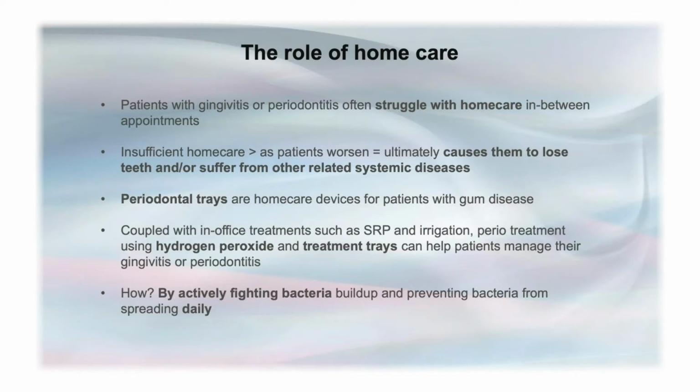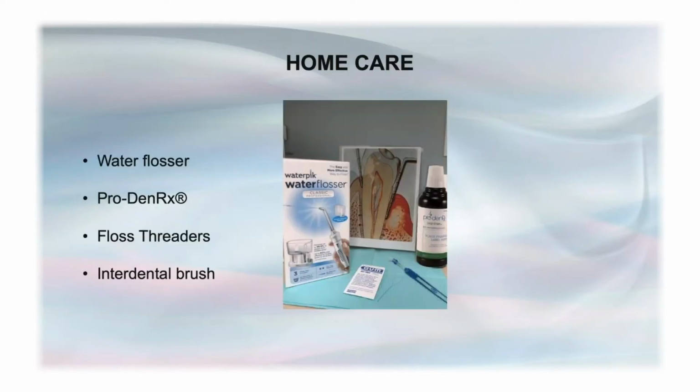And so when you use in-office treatments such as root planing, perio treatment, and these trays, it really does actively fight bacteria buildup and prevent bacteria from spreading daily. Home care, these are products that I use in my practice. We offer the water flosser. We don't mark it up. We offer the floss threaders, the interdental brushes. We offer the ProDent, a chlorhexidine rinse. The patient takes it home and rinses with it once or twice a day. We give them instructions per their risk. And the patient uses it, and you can tell when the patient uses it or not.